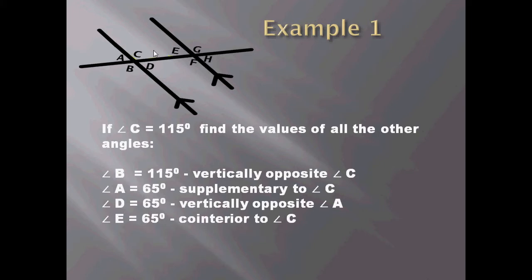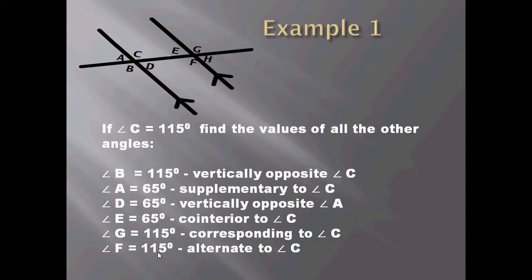Angle E equals 65 because it's co-interior to angle C. And angle C is 115, so 115 plus 65 add up to 180, and you'll remember that co-interior angles, girls, add up to 180. We have angle G equals 115 degrees because it's corresponding to angle C in matching corners.